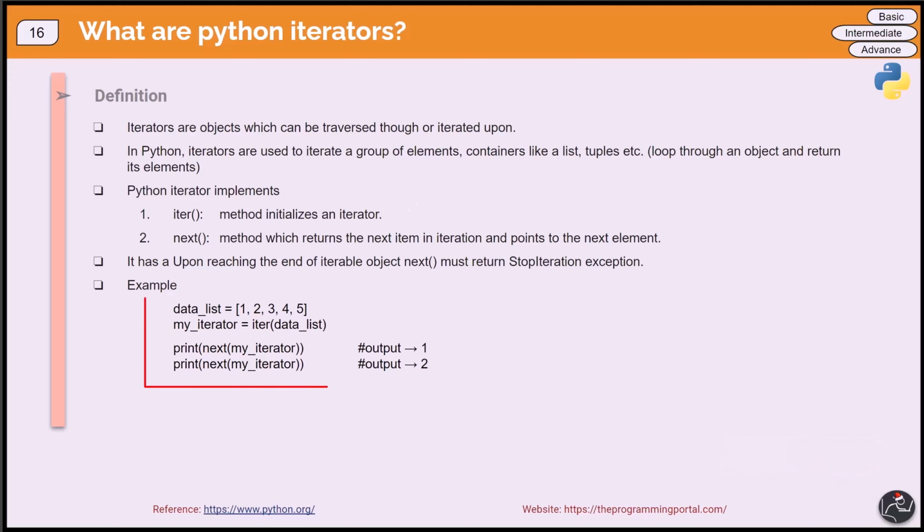So we have a list, and if I want to iterate upon it, I can create an iterator object using the iter method. Then the next method will help in iterating through the data. If there is no element, then it will raise a StopIteration exception.